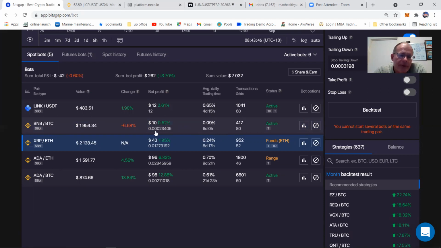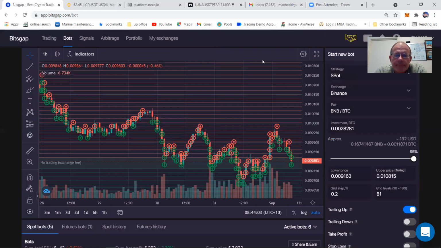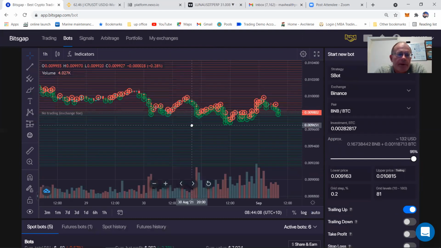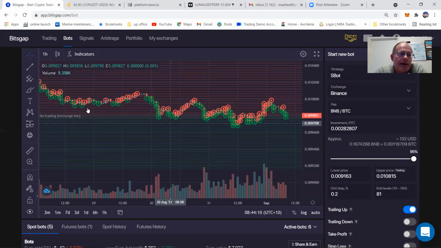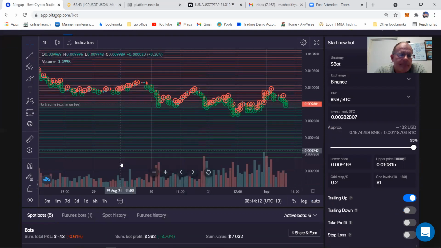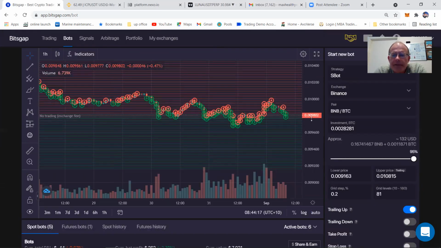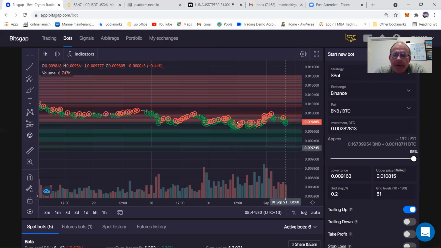And I have been tempted to close this one and start it again on a different pair or something and try and improve the earning there. But the thing here is, if we have a look at this pair, this is my BNB Bitcoin pair, and it's pretty much in the middle of the grid.